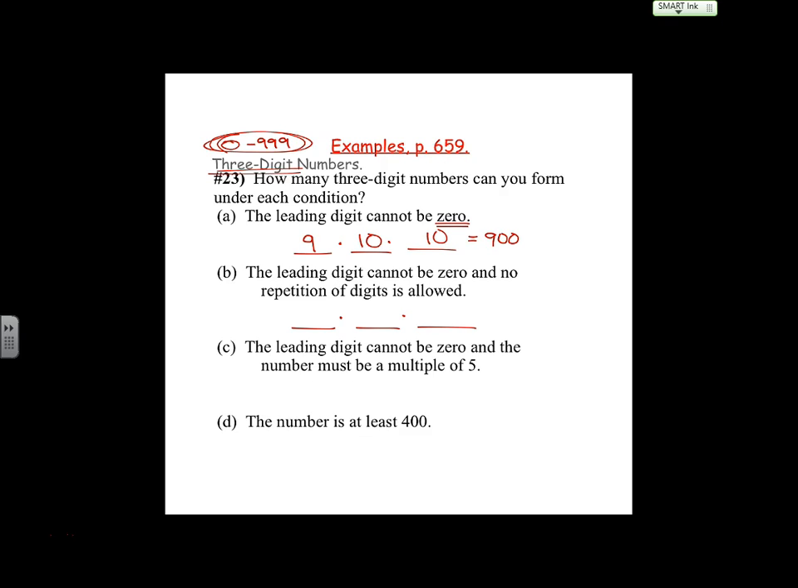For C, is it the whole number is multiple of 5 or the leading number? The whole number.